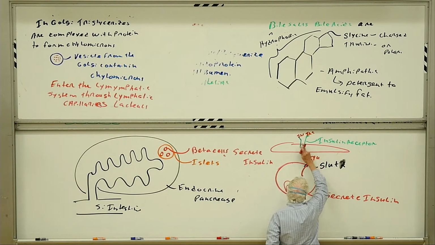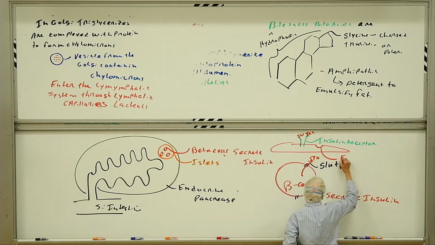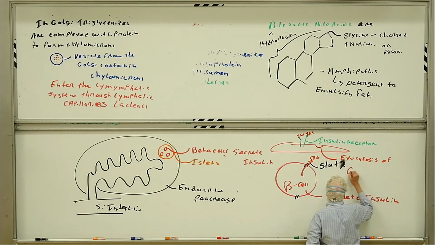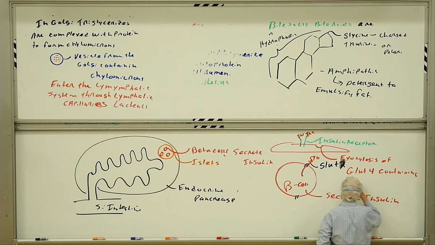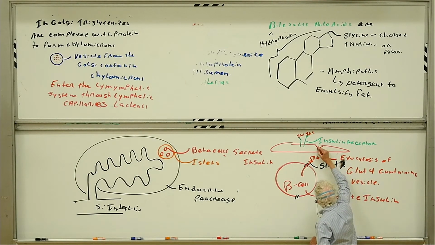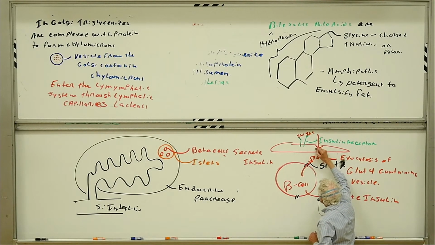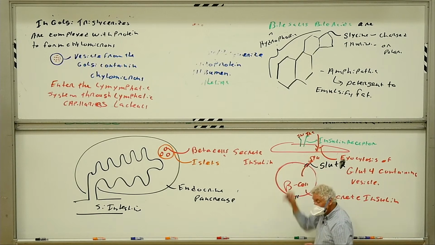And in the process, this starts a cascade of events. So we get exocytosis of GLUT4-containing vesicles. GLUT4 is another form of glucose transporter. So now it can take the glucose in the blood and move it into the muscle cells. That's how we get glucose into the blood. I'm sorry, that's how we get glucose into cells.